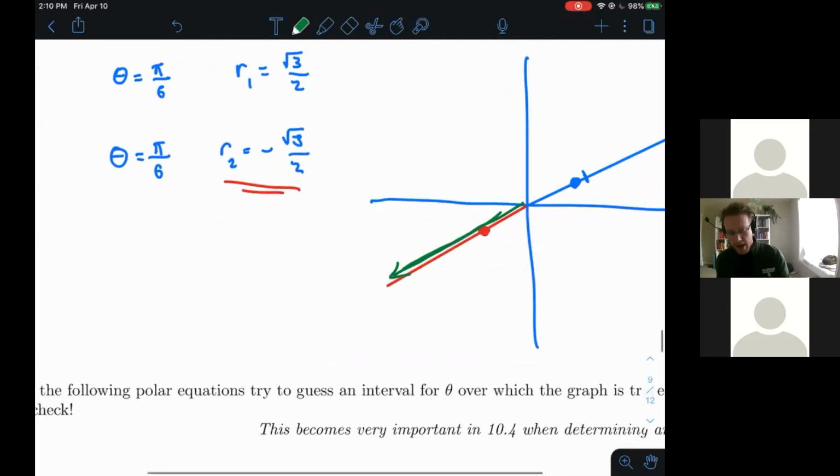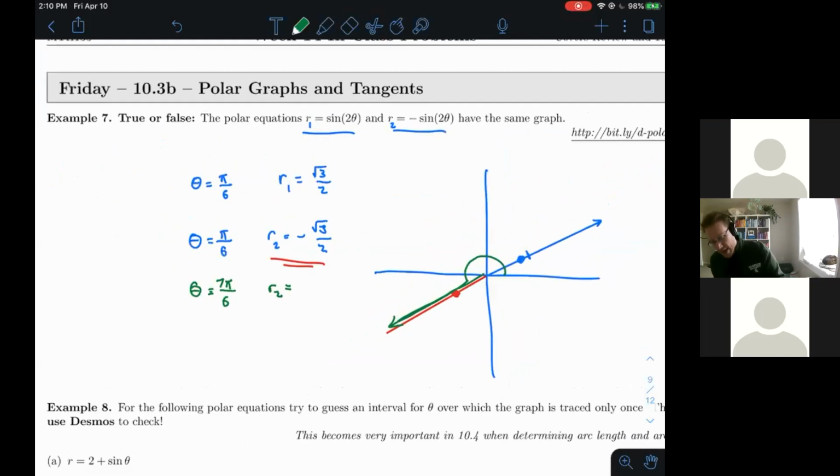So my question is, what happens if I plug in now, instead of pi over 6, this angle right here, if I wanted to go all the way to this, that's going to be 7 pi over 6. So if I was to plug in 7 pi over 6 into my R2, is there a way that I hit that point actually? And so if I go ahead and I plug this in, let's see, I'm going to have negative sine of, let's see, 2 times 7 pi over 6. So that's going to be 7 pi over 3.